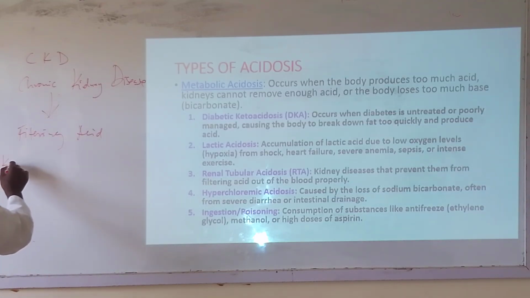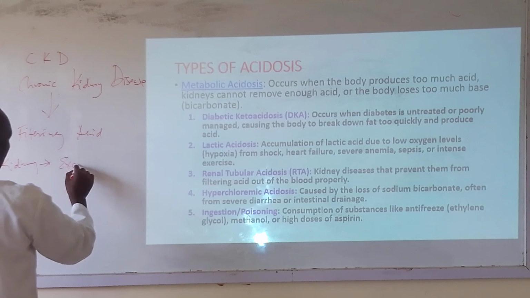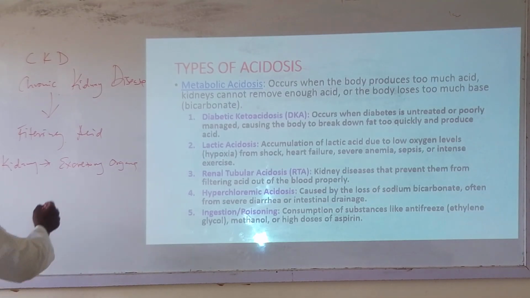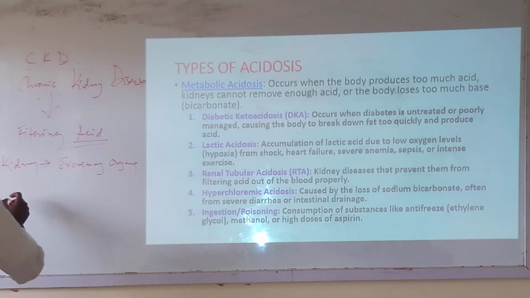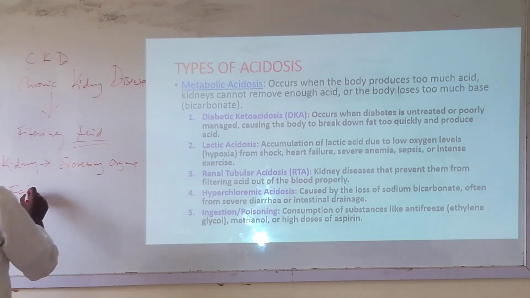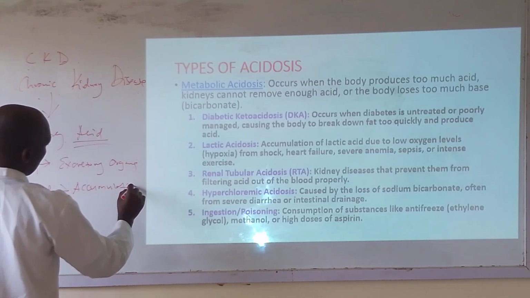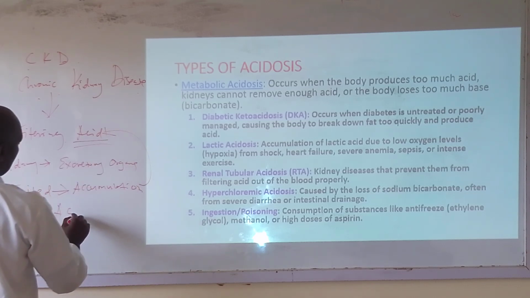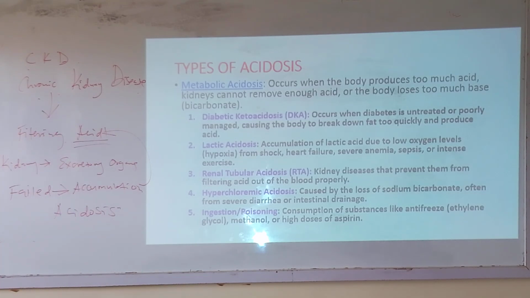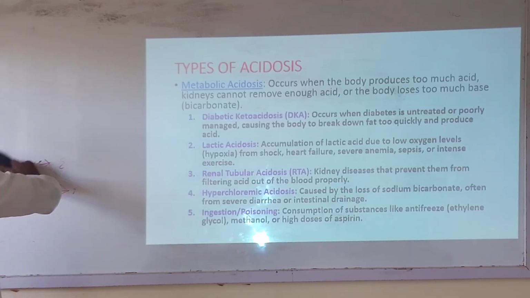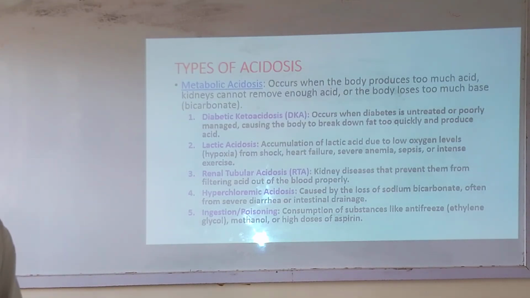Remember, we said kidney is one of the excretory organs. And it's supposed to filter the urine together with these substances called acids from the body. So when you have CKD, it means your kidneys are failing. When there is kidney failure, then there will be accumulation of these acids, and therefore we'll just get acidosis. So those are just some of the explanations to some of those types of metabolic acidosis. So we have 5 of them, as you can see.